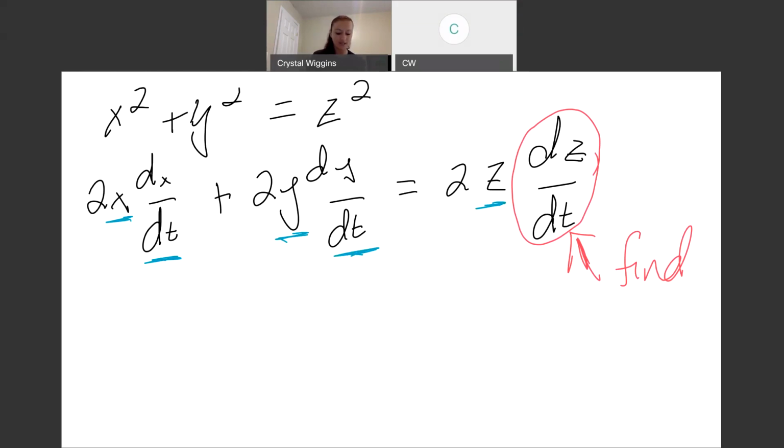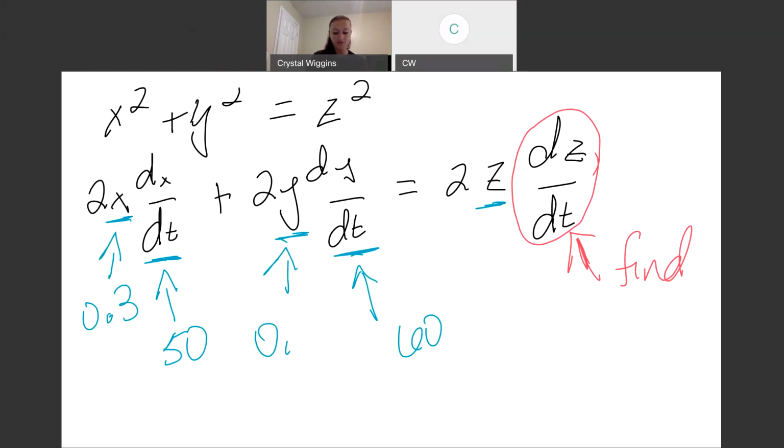So what do we know about dx dt? How fast car A is moving? Well, we know that's 50 miles per hour. dy dt is how fast car B is moving, and that was 60 miles per hour. So we have those. Now we need x, y, and z. Now we were told x. They told us that they want x to be when car A is 0.3 miles away from the intersection. y is going to be 0.4 miles away from the intersection.